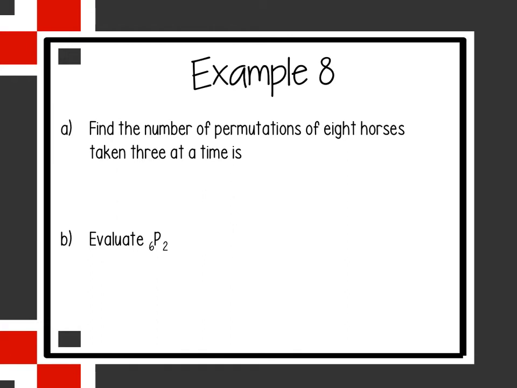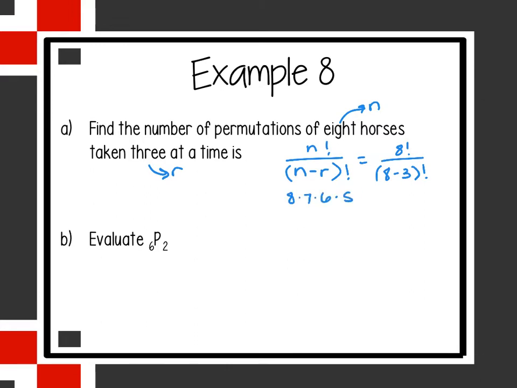All right, so this one says, find the number of permutations of 8 horses taken 3 at a time. So what is my n? n is 8. What is my r? 3. So this would be n factorial over n minus r factorial. 8 factorial over 8 minus 3 factorial. 8 times 7 times 6 times 5 factorial over 5 factorial. These are going to cancel. And then I get 8 times 7 times 6, which is 336.